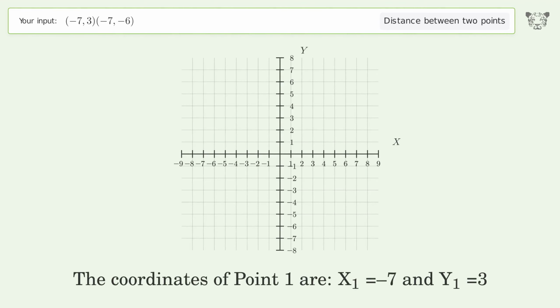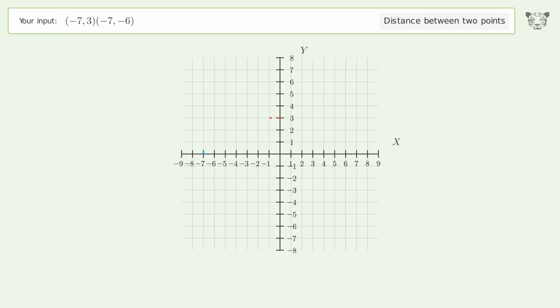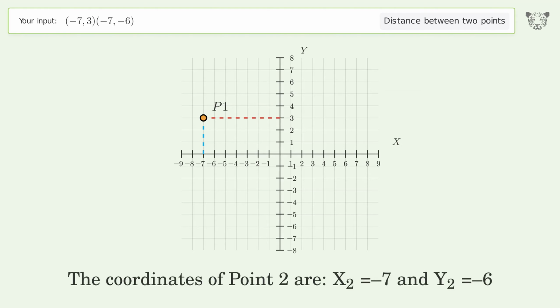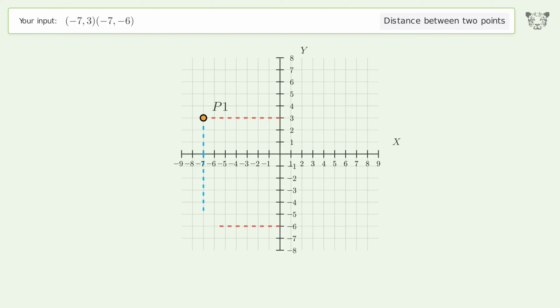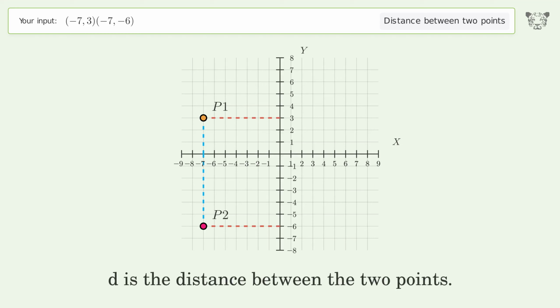The coordinates of point 1 are, x1 equals -7 and y1 equals 3. The coordinates of point 2 are, x2 equals -7 and y2 equals -6. D is the distance between the 2 points.